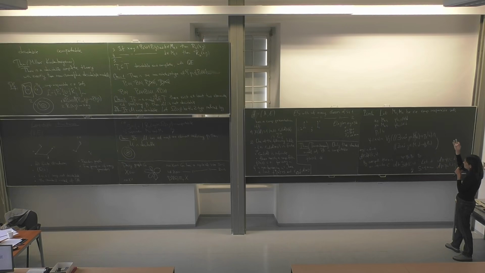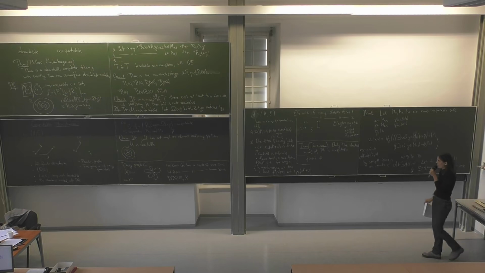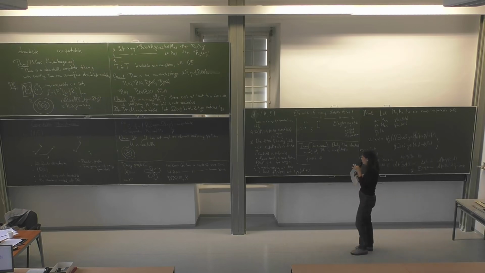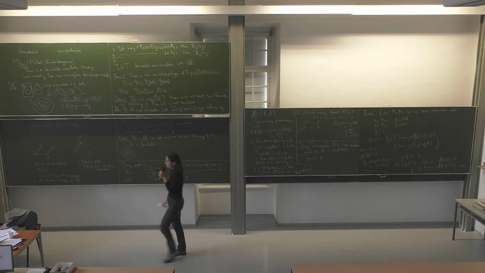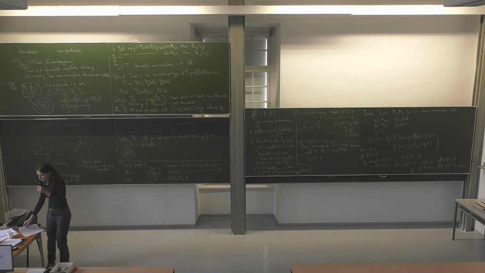So a non-standard model cannot be computable, much less decidable. The standard model of Peano arithmetic is computable but not decidable. Okay, so let's have a break here, and we'll continue with other results then.